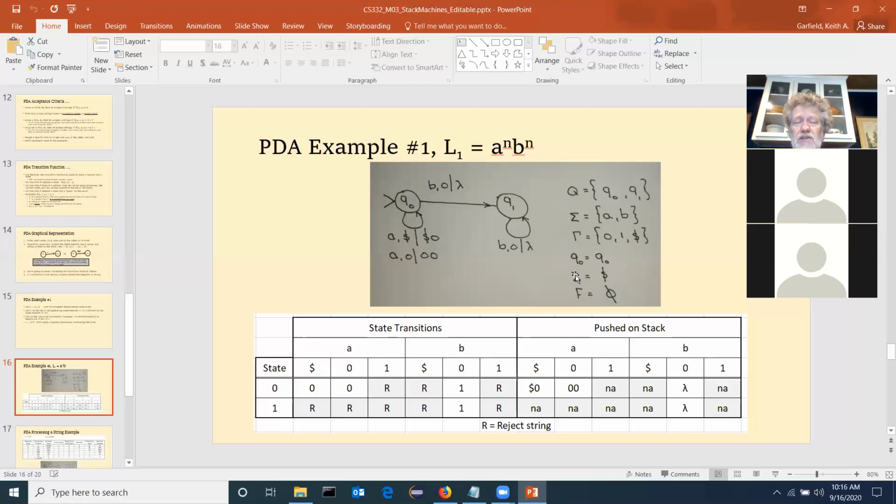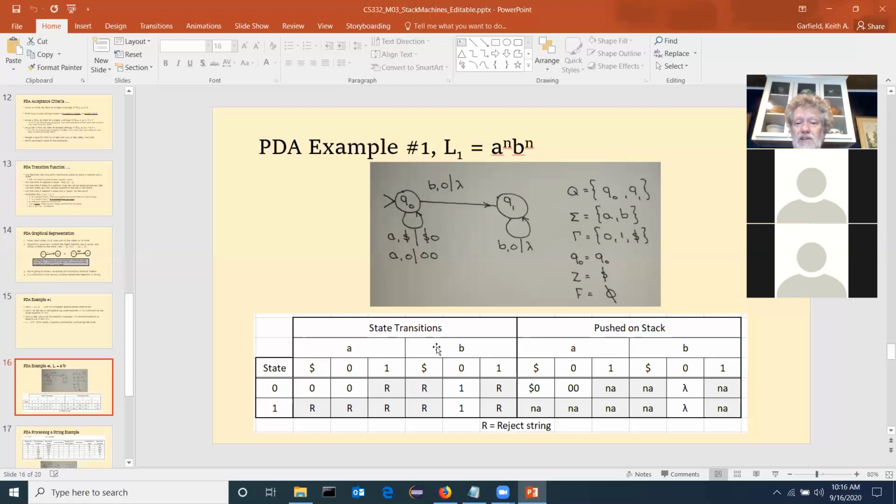And then I still have to write out the transition function, still do it in tabular form, but now it's a little more complicated, because for the single input alphabet symbol A, I have to consider 3 separate possible top of stack values, the $ sign, the 0, and the 1. And the same thing with the B, the $ sign, the 0, and the 1. And I have to consider 2 actions. One is the state transitions, and one is what did I push onto the stack.